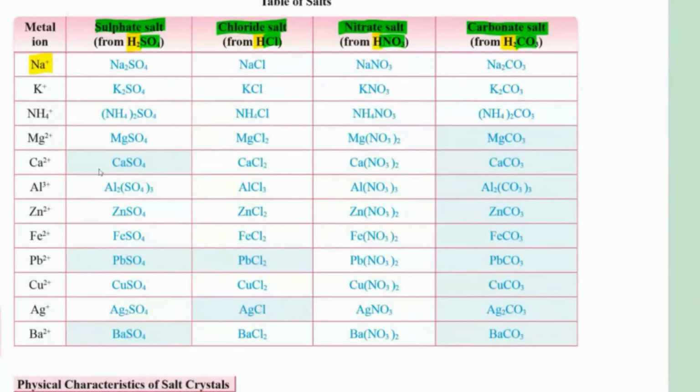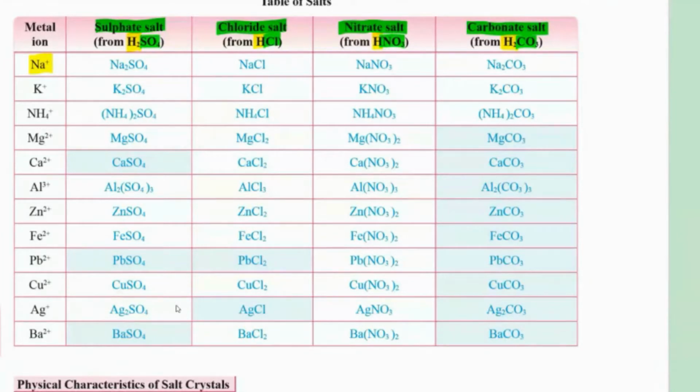Okay, then magnesium sulfate, magnesium chloride, magnesium nitrate, magnesium carbonate. Okay. Then calcium sulfate, calcium chloride, calcium nitrate, calcium carbonate. Aluminium. Okay. Then zinc, and iron 2, iron 2 sulfate, chloride, nitrate, and carbonate. Then lead 2 sulfate, lead 2 chloride, lead 2 nitrate, and lead 2 carbonate.